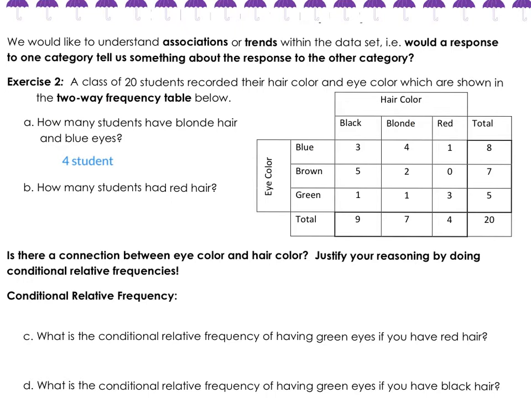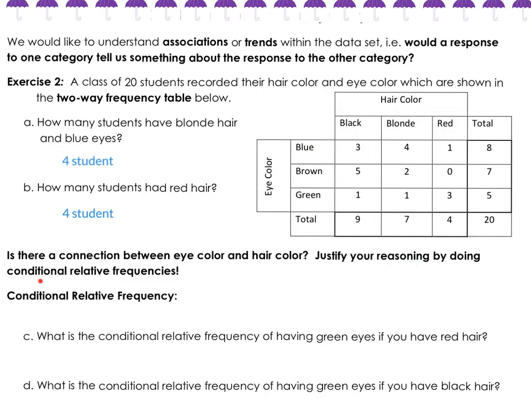How many students had red hair? Well, now we're just looking at students with red hair. There is no other information or category to make a joint frequency out of. So instead, I'm just looking at red hair. So that means I'm looking at the marginal or the total. So the total for the red hair, the marginal frequency here is 4. So again, 4 students.